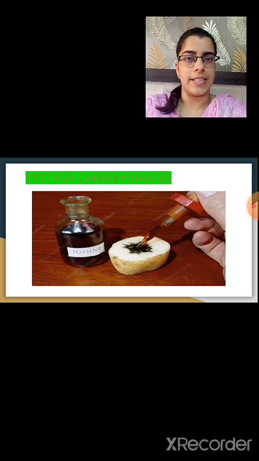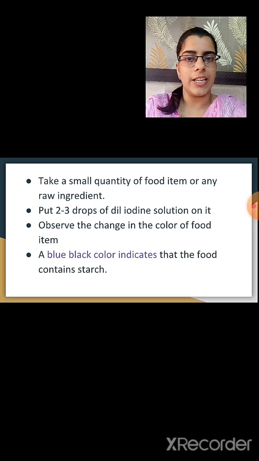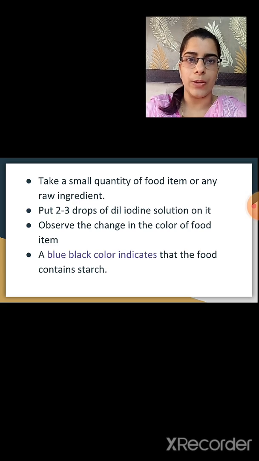So let us first see the test for carbohydrates. How is the test for carbohydrates performed? For this, we take a small quantity of the food item or any raw ingredient. To it, we add 2 to 3 drops of dilute iodine solution. So what will happen after we add the iodine solution? The color of the food item will change.